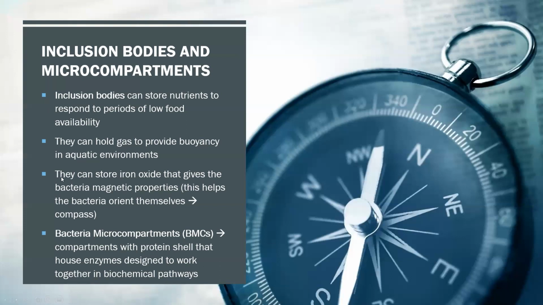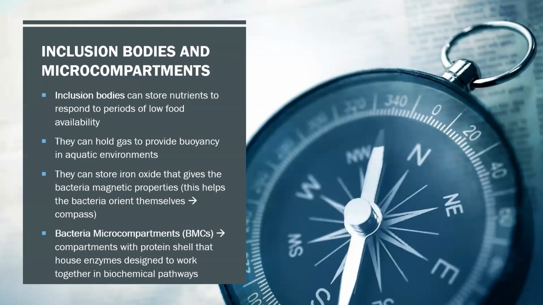There are also some neat bacteria that can store iron oxide within inclusion bodies. Iron oxide is a magnetic compound that we often use for old school compasses, okay? And bacteria use them in the same way. They stash this iron oxide in the inclusion bodies. And since it's magnetic, it can help the bacteria orient themselves towards or away from certain regions if they're trying to migrate to a better area.